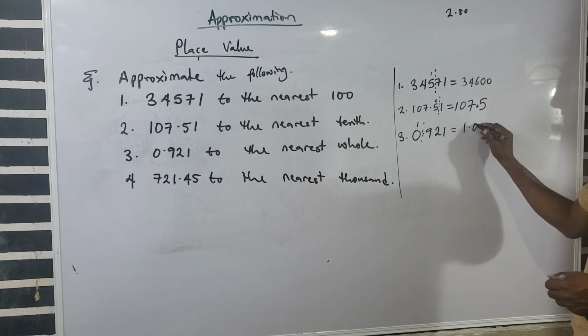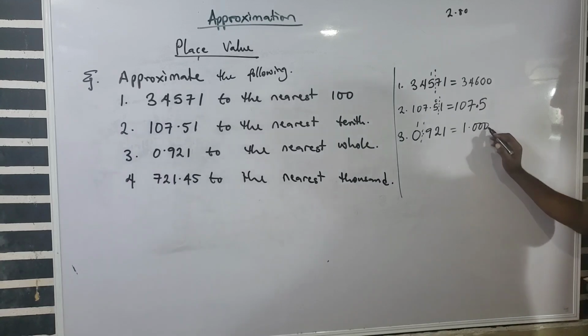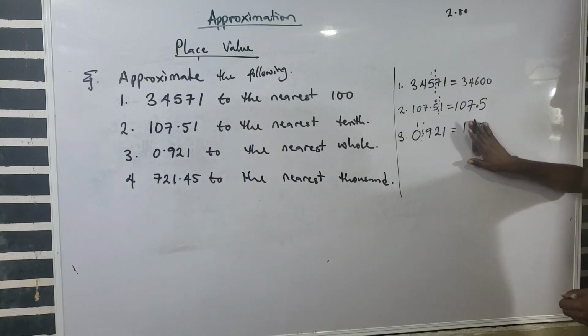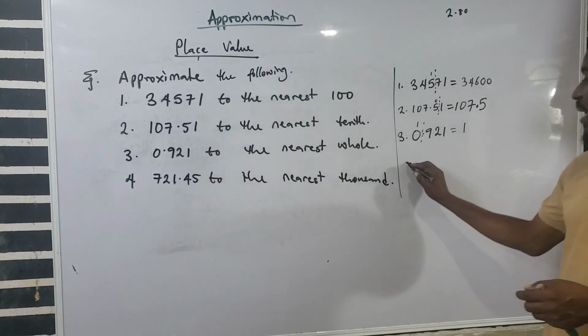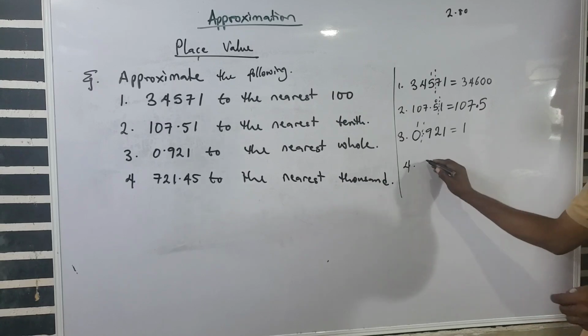We have 1.000. Remember, zeros ending decimal points. So you can actually do what? Wipe it off. So that will just give you 1.